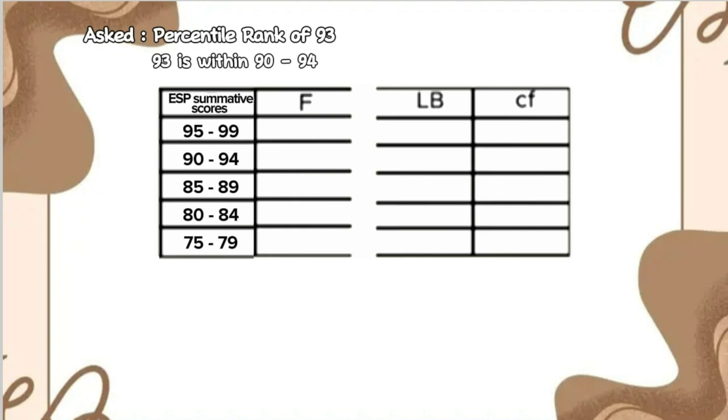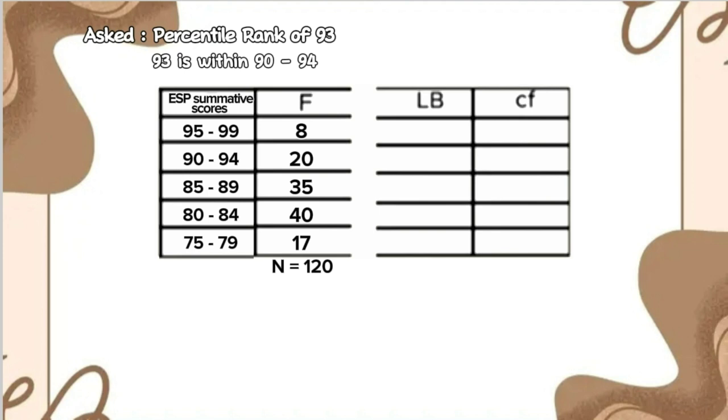The first column is the ESP summative score in interval form. The second column contains the frequency. The third column is for the LB or the lower boundaries, and the last column is the CF, which means cumulative frequency. Let's solve for the third column, the lower boundary.